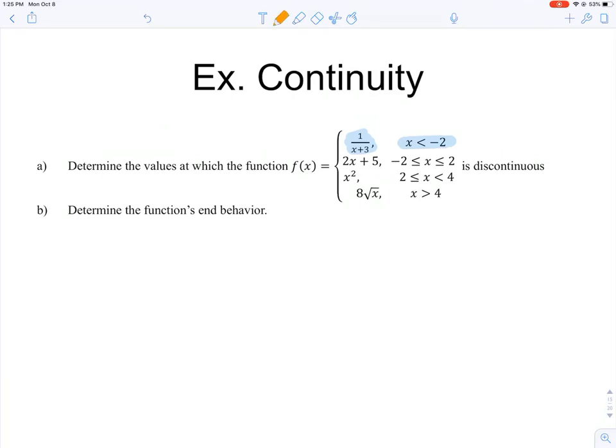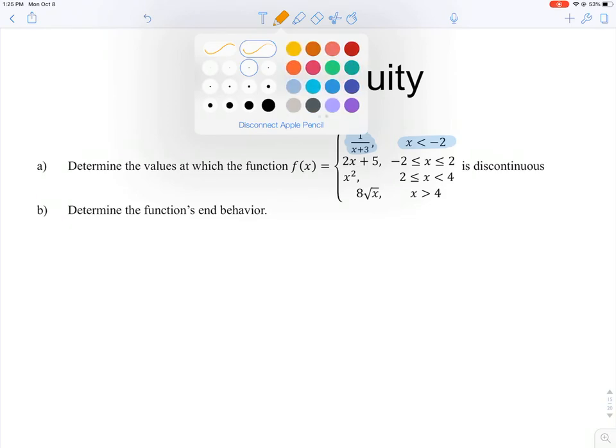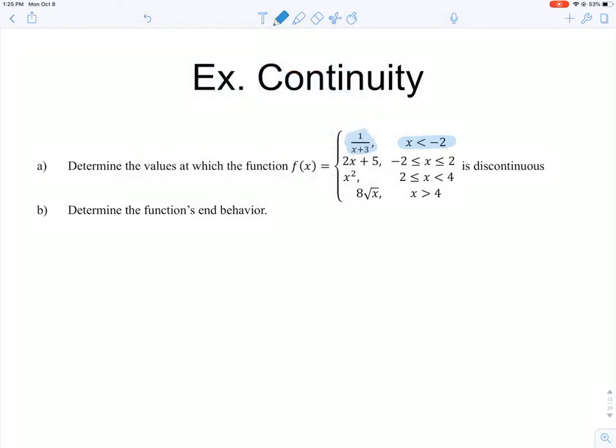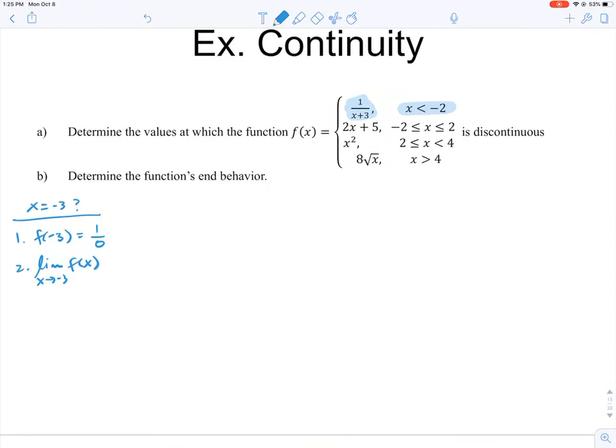So if we were to go through our conditions from the definition of continuity at a point. So we want to know about x equals to -3. Well, first of all, f of -3 is undefined. But the limit as x approaches -3, it doesn't exist. You guys know what that graph looks like.